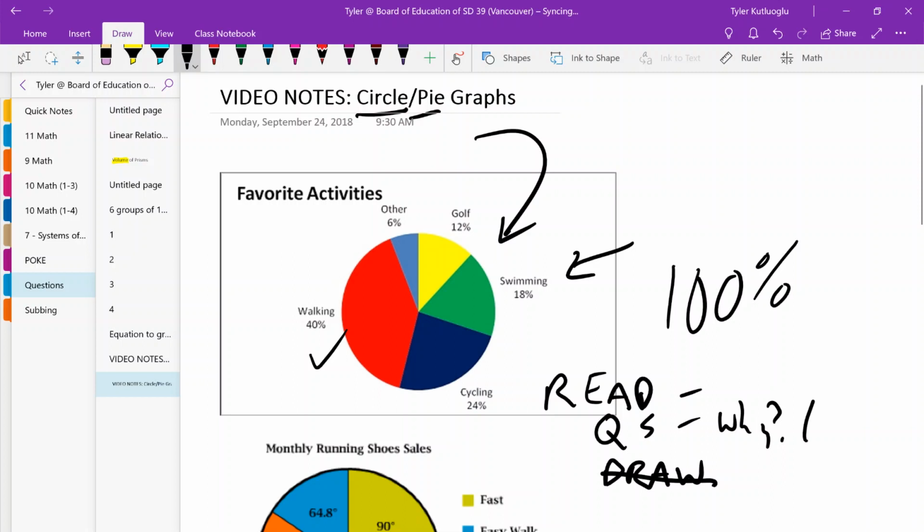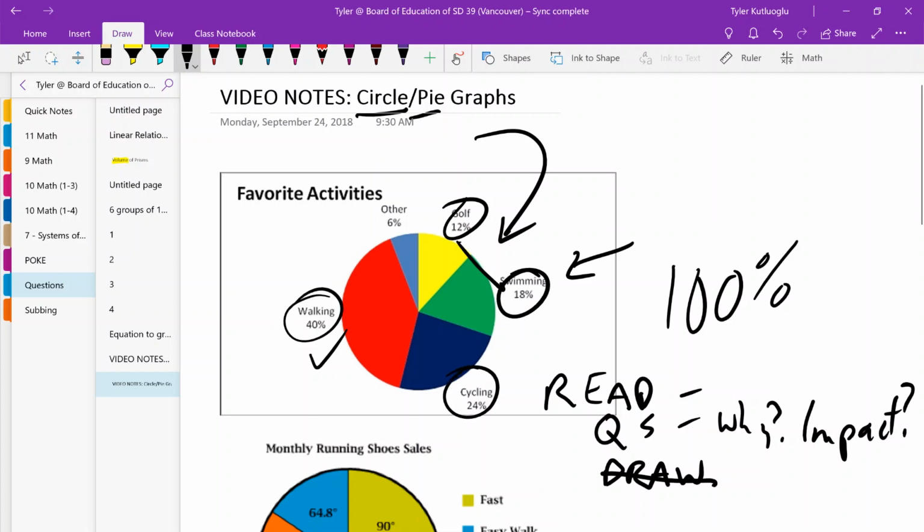The other question we think about is the impact. So if we asked our class this kind of question, and then we had an option to go outside to do some kind of activity, we probably don't want to go golfing or swimming because not a lot of kids like that. We probably want to do something like walking or biking, so more kids are going to be happy.